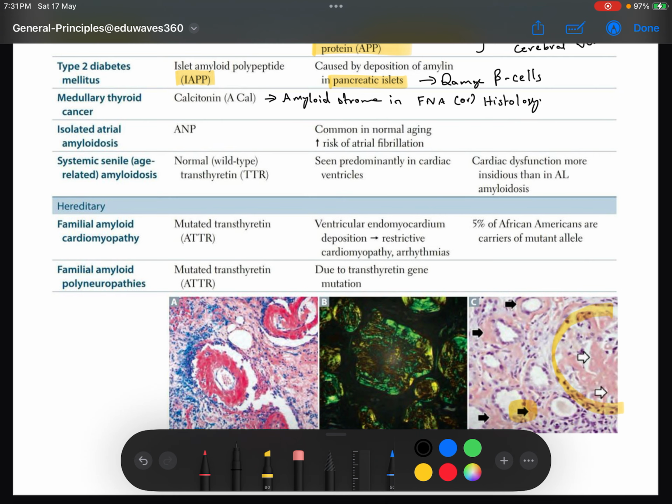Okay, next one you can see isolated atrial amyloidosis. In this isolated atrial amyloidosis, the amyloid is atrial natriuretic peptide, or ANP. It's common in normal aging, and it increases risk of atrial fibrillation due to atrial remodeling.